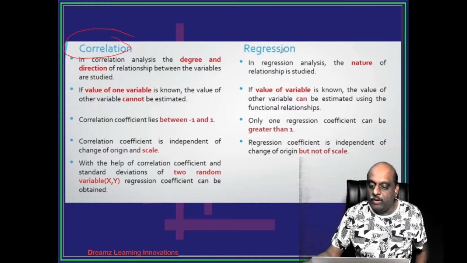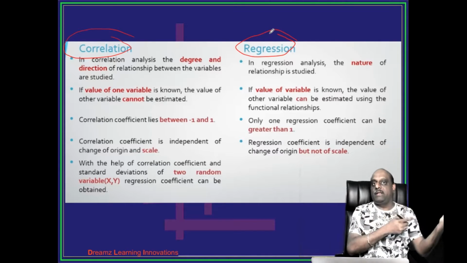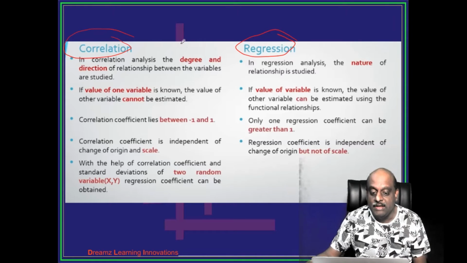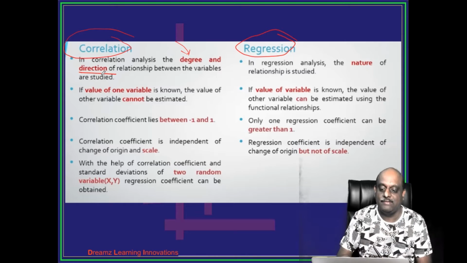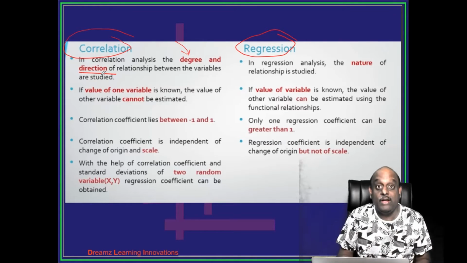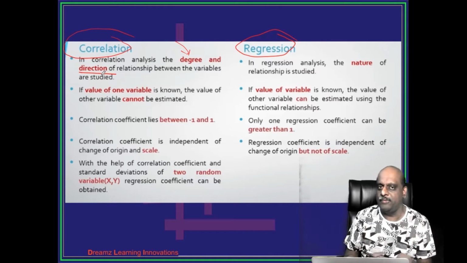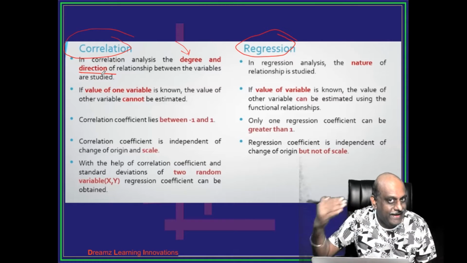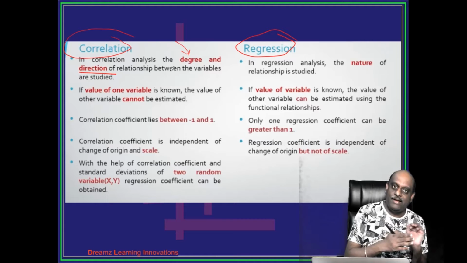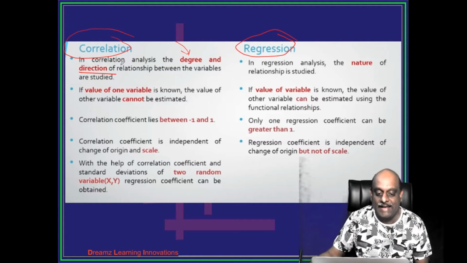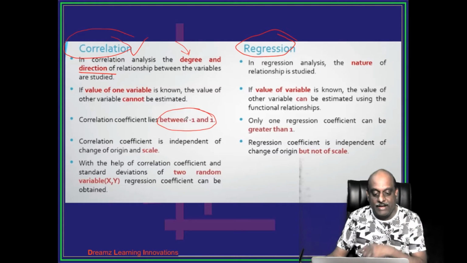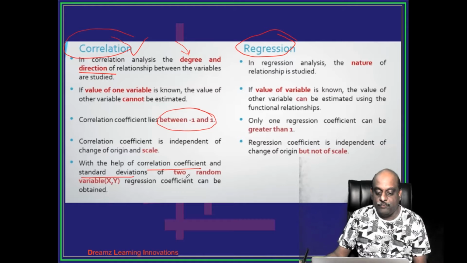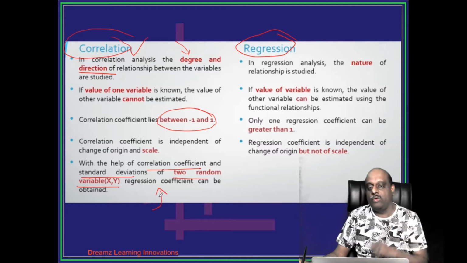So, sir, what is the difference between correlation and regression? Correlation also studies a relationship, regression also looks at a relationship, so what is the difference? In correlation analysis, the degree and direction of the relation are studied. The degree of relation, the correlation coefficient, can be calculated. It will tell whether it is a strong love, mild love, light love, just love, no love, hatred. So the degree and also the direction. Is the romance going towards love or towards hatred? Correlation can calculate that. The correlation coefficient has a value between -1 and 1. And with the help of the correlation coefficient and the standard deviation of two random variables, you can calculate the regression coefficient.